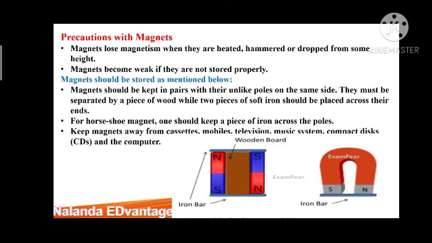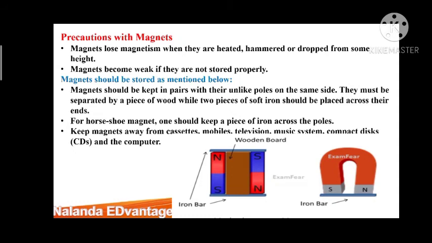As depicted in the figure here, you can see your bar magnets should always be kept in pairs, with their unlike poles on the same side. That means north and south towards each other and south and north towards each other. And they must be separated by a piece of wood. This piece of wood is also known as keeper. In some books, you will find the name keeper. And they are sealed over with an iron bar. So this keeps the magnetic property intact. This is how your bar magnet should be stored.